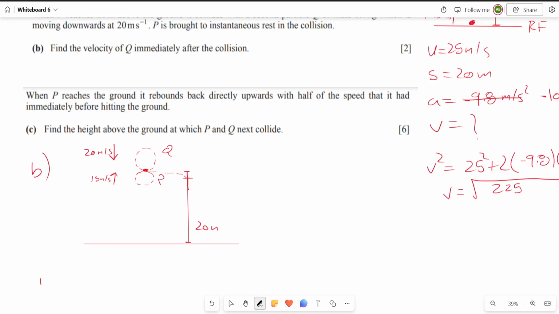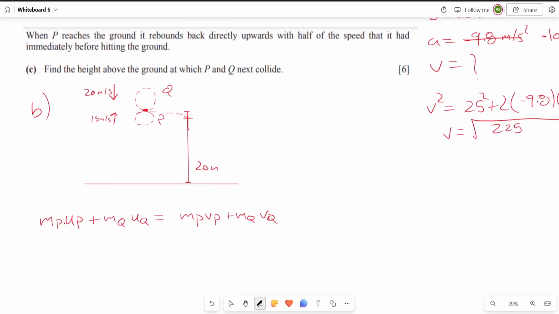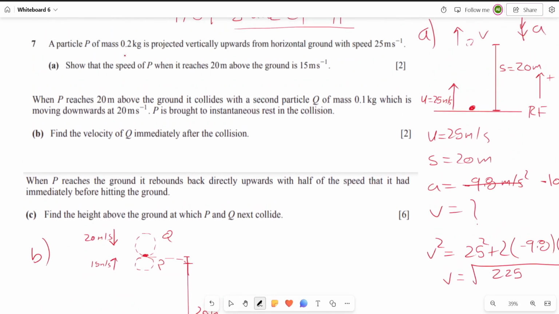It goes like this: M_P U_P, so mass of P times the initial velocity of P, plus mass of Q times the initial velocity of Q, should equal the mass of P times the final velocity of P plus the mass of Q times the final velocity of Q. So let's see what we have. The mass of P was 0.2 kilogram, the mass of Q is 0.1.